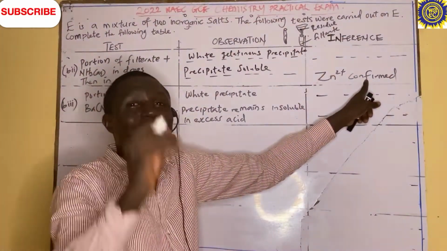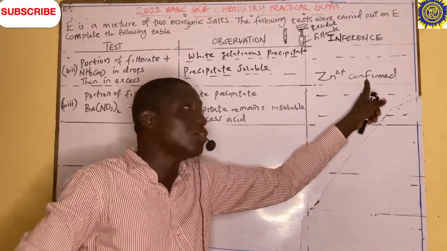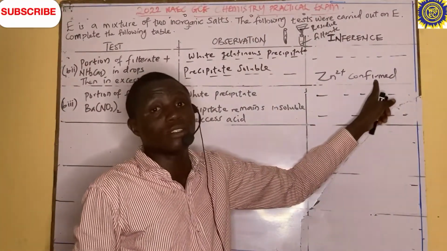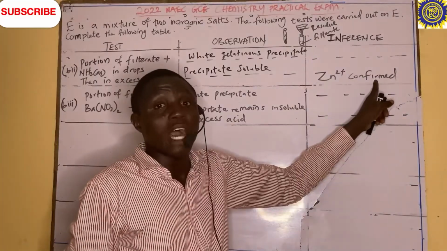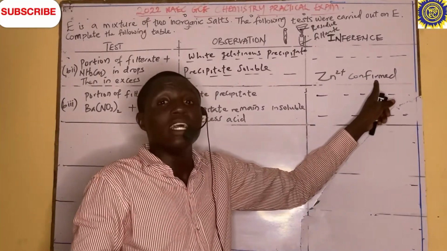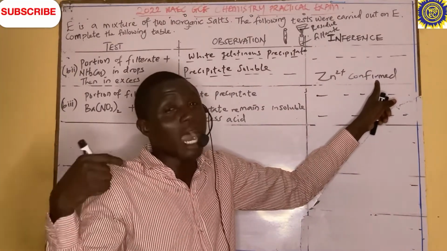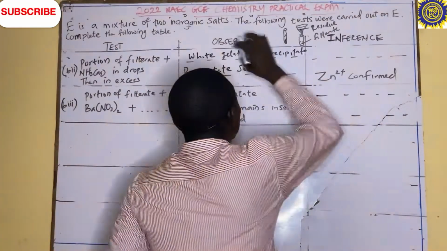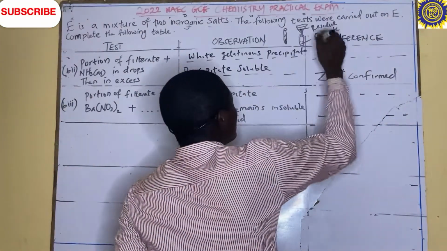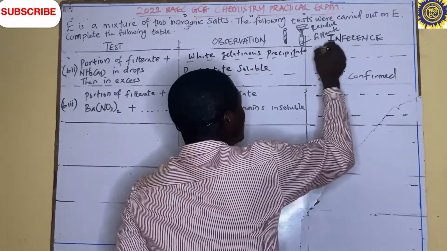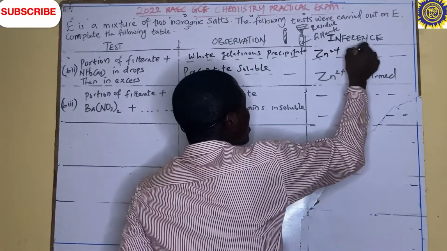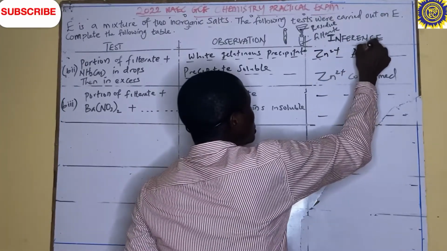So that's why zinc ion is confirmed, because the only ion that is soluble in ammonia is zinc 2 plus. Aluminum is insoluble in ammonia. So when you see a white gelatinous precipitate, you can write zinc 2 plus and aluminum 3 plus.